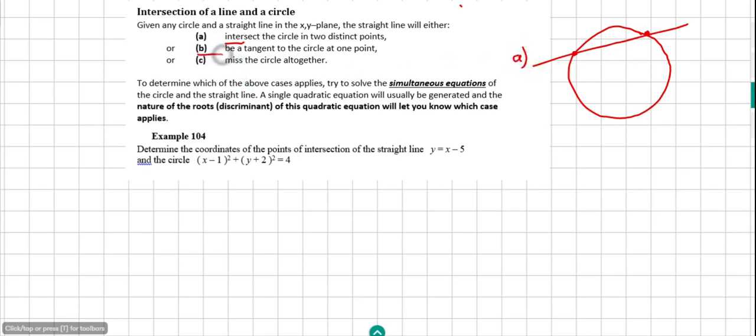Example B is that it could be a tangent to the circle. So that means it would touch it at one point only. And example C is that it would miss the circle entirely.